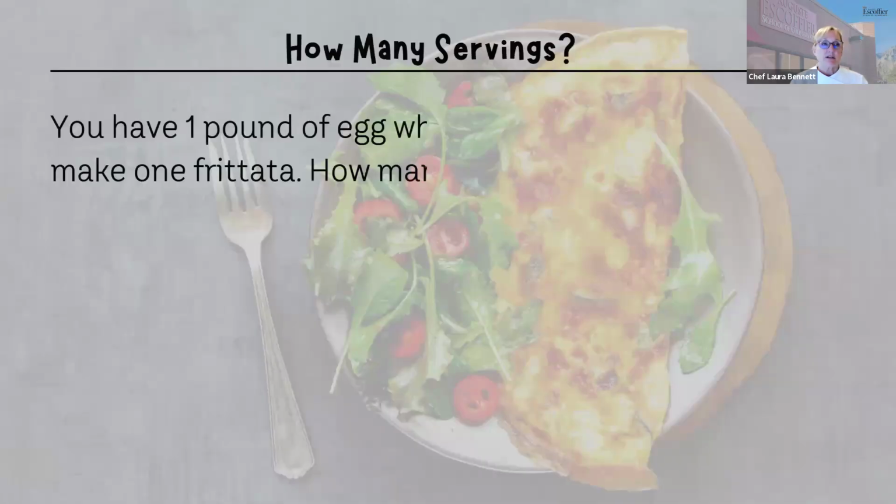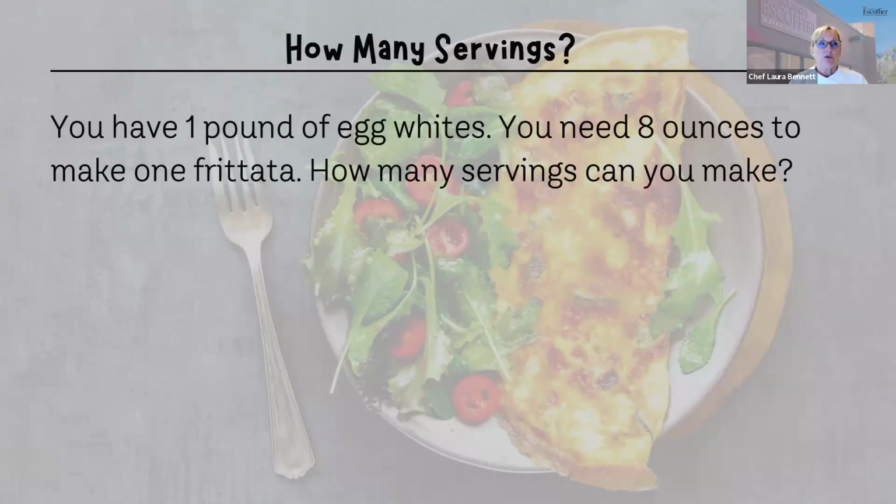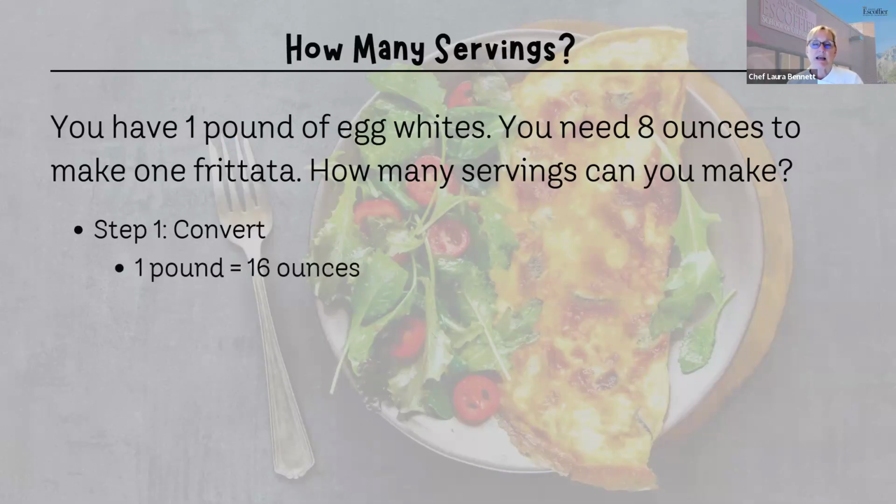How many servings? Let's do a couple practice questions. You have 1 pound of egg whites. You need 8 ounces to make 1 frittata. How many servings can you make? Step 1, we're going to convert because you can see we have pounds and ounces. So 1 pound equals 16 ounces.